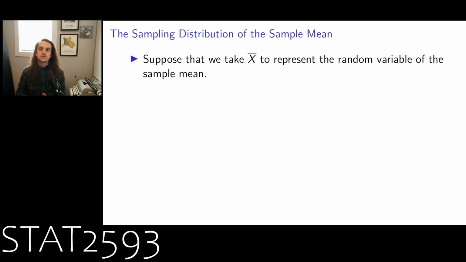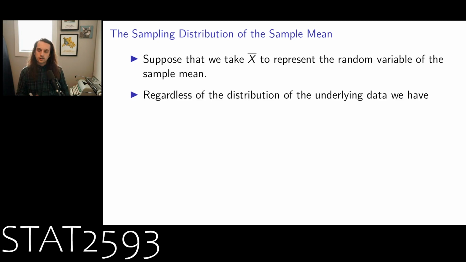So to set up what we're considering today, take X bar to represent the random variable for the sample mean. So we're not thinking about having a specific sample, but if I were to collect n data points and then compute their average, then the X bar with the capital X represents what that average is going to be. So it's still random because we don't have any data yet.